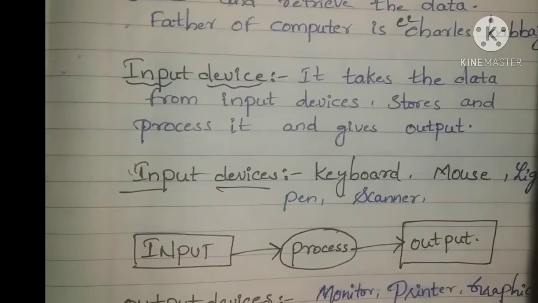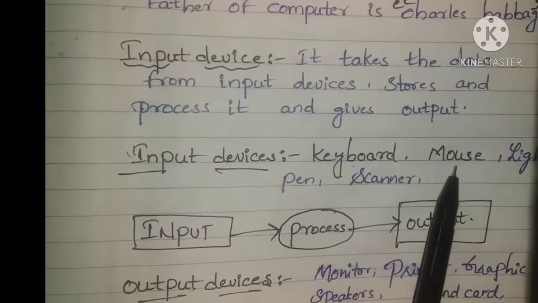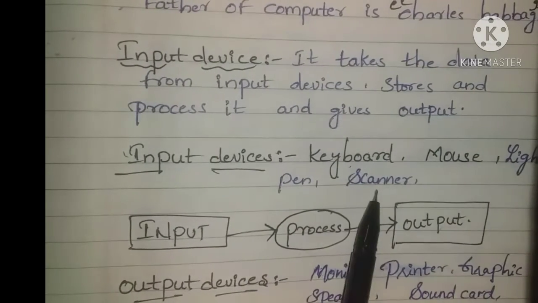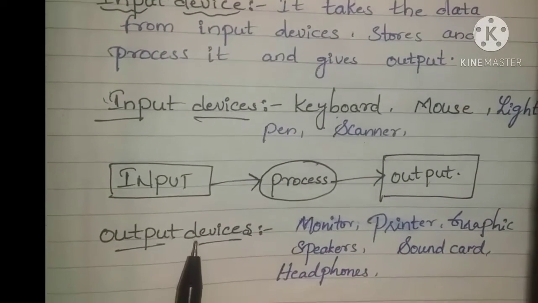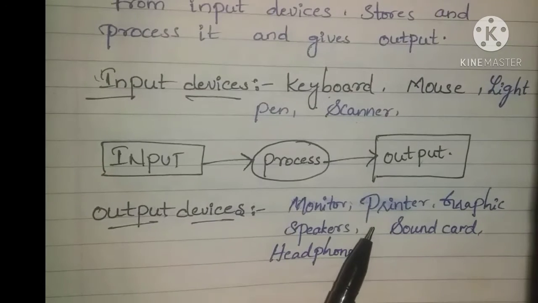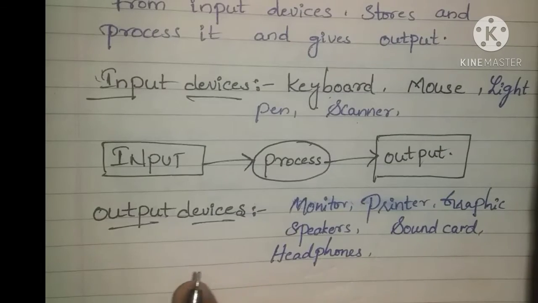So let's go for the important examples for the input devices: keyboard, mouse, light pen and scanner. There are many others, I'm just giving a few examples. And output devices: monitor, printer, graphics, speakers, sound card and headphones. These are the examples of output devices.